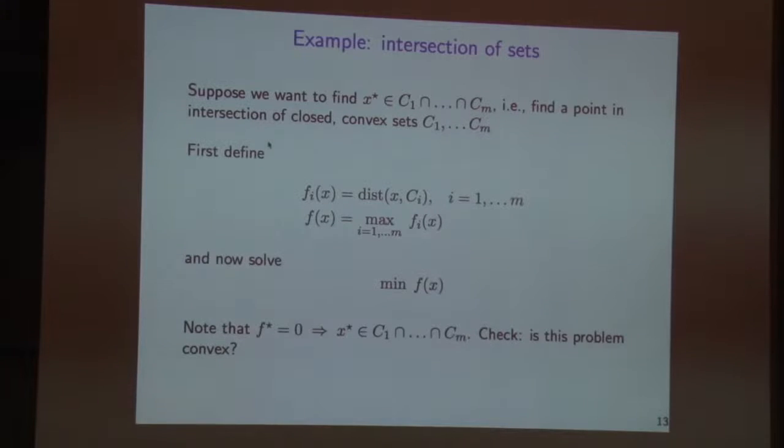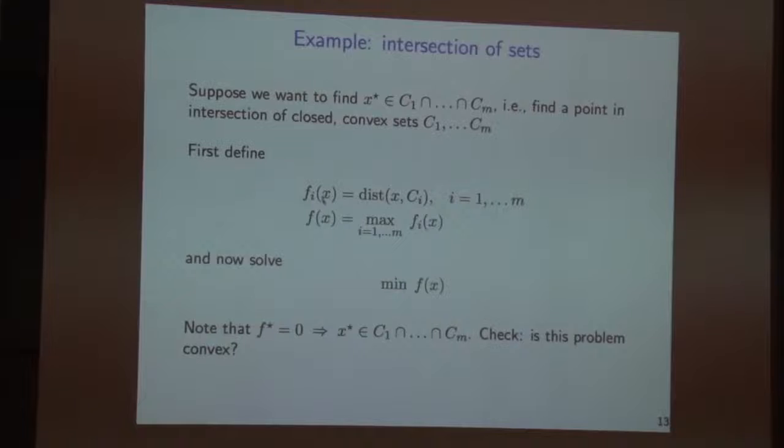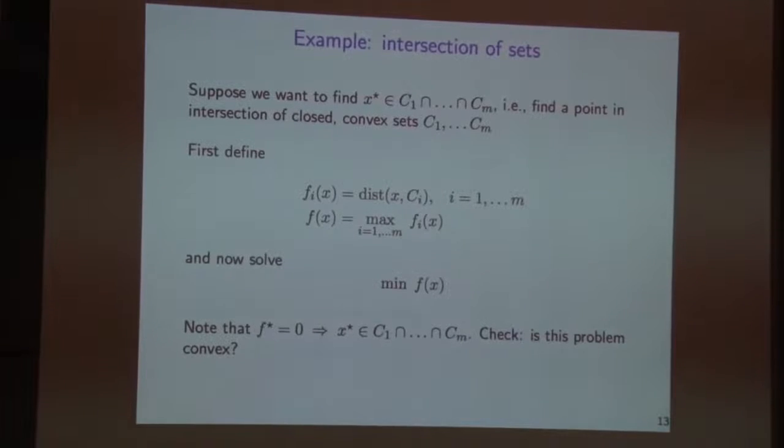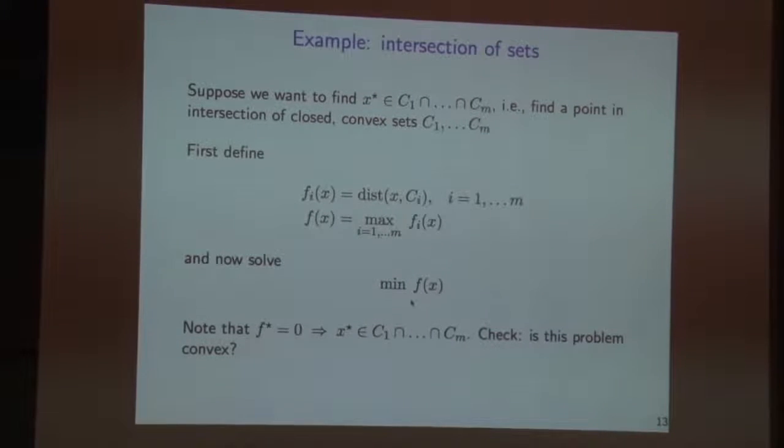Okay, so how are we going to do that? Let's just first define f_i of x to be the distance between x and any of these sets C_i. So we've seen that function before. We studied it at the start of class. And we're going to define f of x to be the maximum of f_i of x over all i from 1 through m. So this is the maximum distance that x is to any set C_i in our collection. And now we're going to solve the problem: minimize over all x, f of x. If C1 through Cm have a non-empty intersection, which we're assuming, then we know that the optimal criterion value here should be 0.